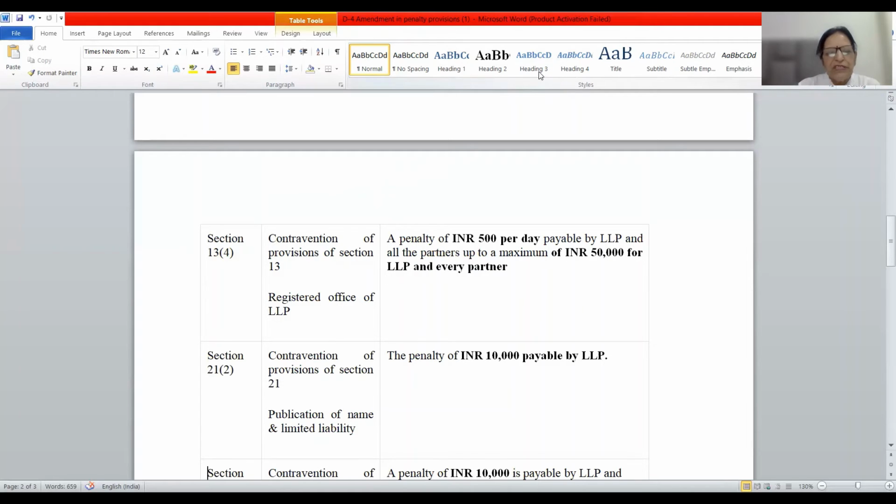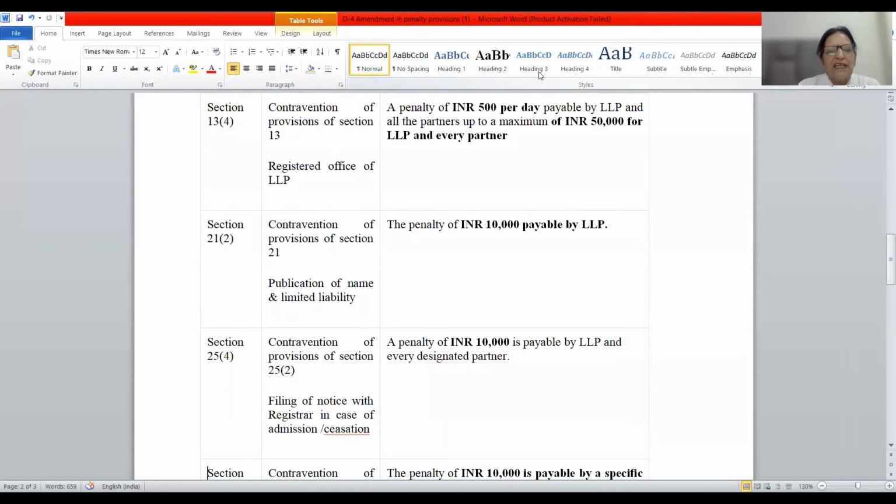The next provision is contained under section 21, subsection 2. And this is regarding contravention of provisions of section 21. So now, which are the provisions which have been contained under section 21 of the LLP Act 2008? This is regarding publication of name and limited liability. Friends, that LLP has limited liability. Your partner's liability is limited up to the amount of contribution.